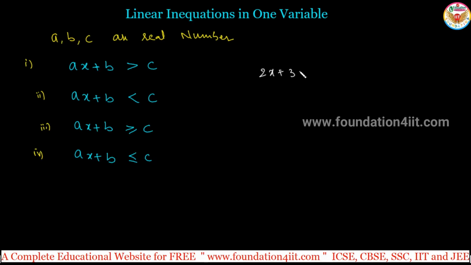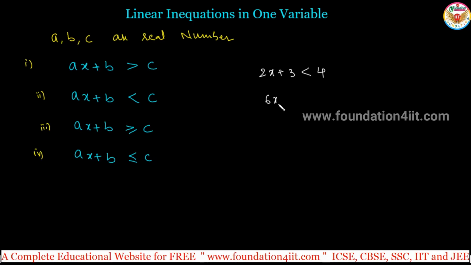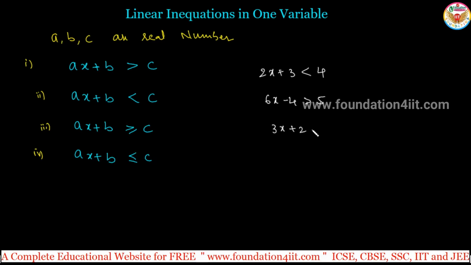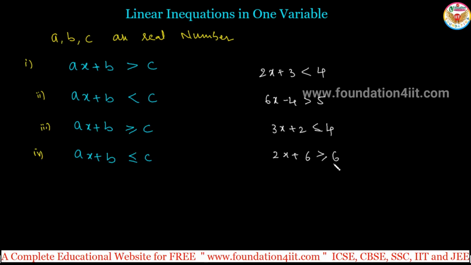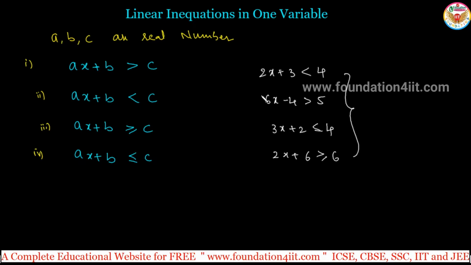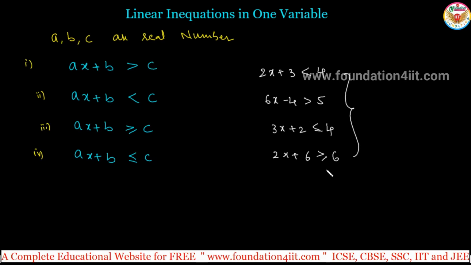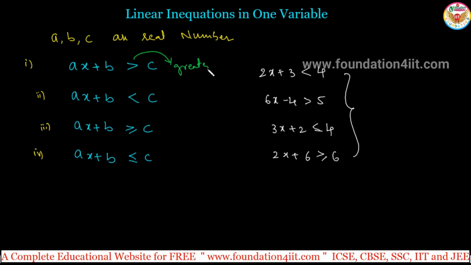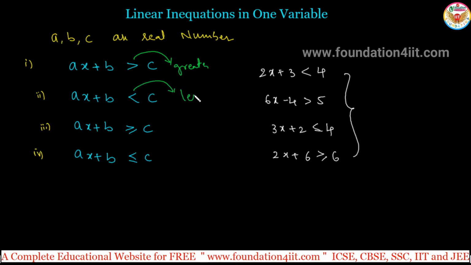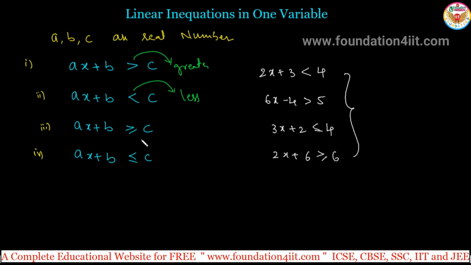Like 2x plus 3 less than 4, 6x minus 4 greater than 5, 3x plus 2 less than or equal to 4, 2x plus 6 greater than or equal to 6. These are the examples. In all of these we can see only the 4 inequalities: less than, greater than, less than or equal, greater than or equal. So remember, we read ax plus b greater than c, this symbol is less than, this is greater than or equal, less than or equal. These are the 4 only we can use.